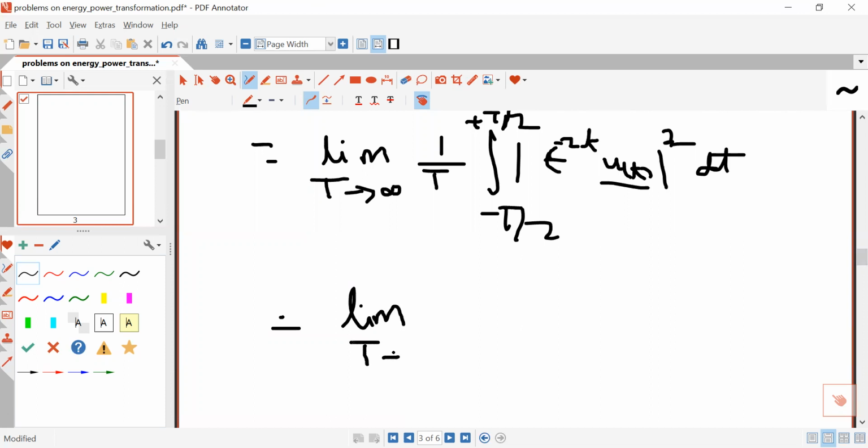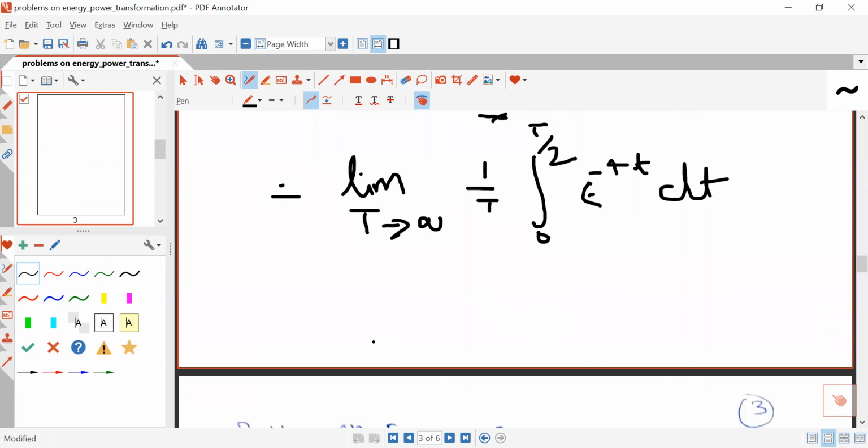So now the expression will be limit T tends to infinity 1 by T, and now the limit will change from 0 to T by 2, because from minus T by 2 to 0, this u(t) will be 0. This u(t) will be 1 only for the positive half, or for t greater than 0. So the limits minus T by 2 and T by 2 are changed to 0 and T by 2. And in this interval u(t) will be 1, and e to the power minus 2t whole square will be e to the power minus 4t dt.